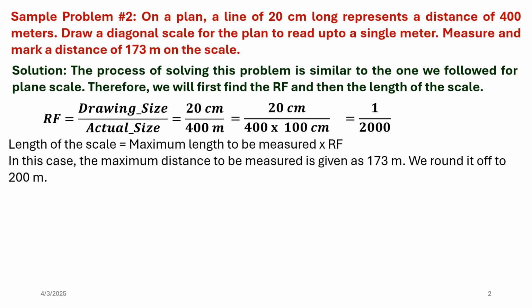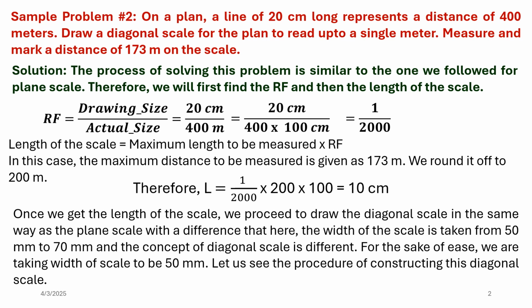Now length of the scale is given as RF multiplied by the maximum length to be measured. In this case, the maximum distance to be measured is not given as such, but we are given a distance of 173 meters. If you take a round up distance of 200 meters, then it will cover 173 meter as well. So we take the maximum distance to be measured as 200 meter. Once we fix this value, we get the length of a scale as RF, which is 1:2000 multiplied by 200 meter, and then converting it into centimeter. This gives us a length of 10 centimeter.